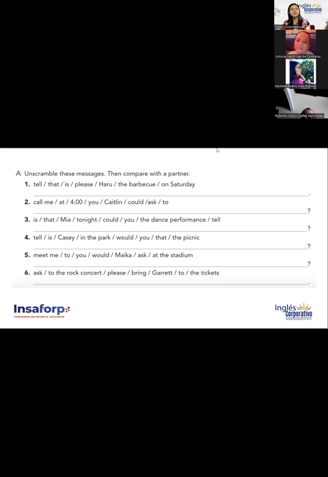In this exercise, you have to unscramble the message. So please tell me, what is the correct order? The first one is please. Exactly, please. Tell Haru. No, tell Liz. Tell Haru that. ¿Verdad? Usamos el that. Please tell Haru that the barbecue is on Saturday. Okay. Mire, por favor, dile a Haru que la barbacoa es el sábado. Ay, me quedo feliz.